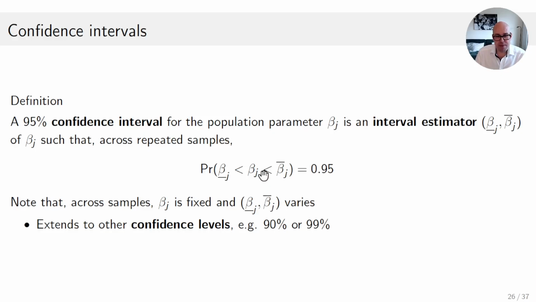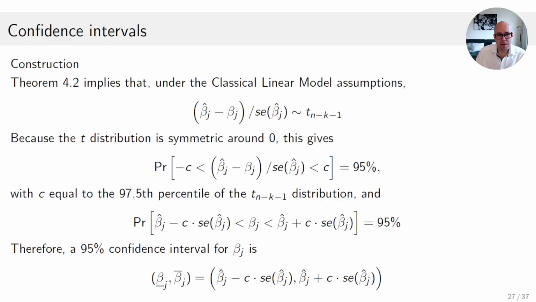Okay, so recall, and that's important to realize, this beta j is fixed. Okay, so what will vary is these two things across samples. How do we construct this? Recall what we had in theorem 4.2. In theorem 4.2, we said basically that beta j hat minus beta j divided by the standard error of beta j hat has a t-distribution with n minus k minus 1 degrees of freedom.